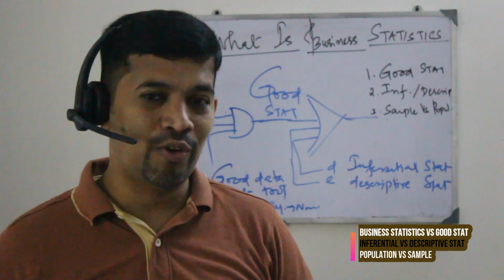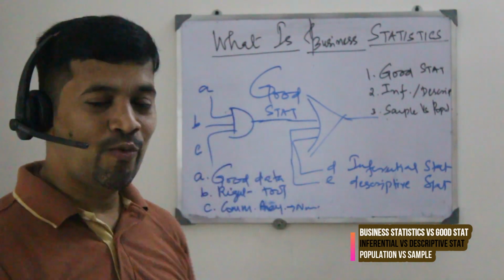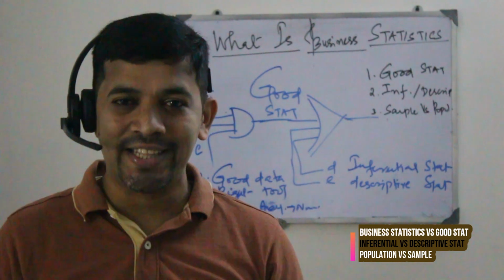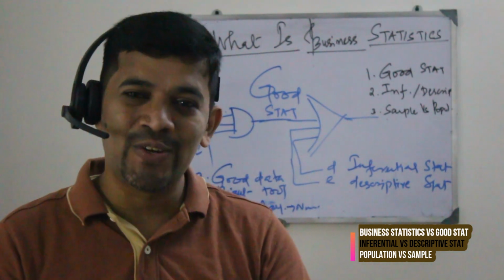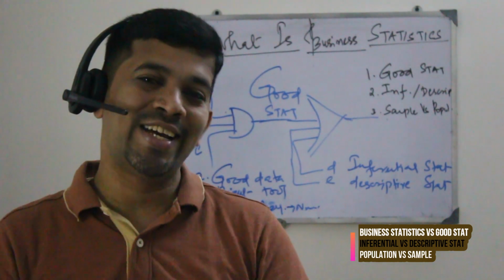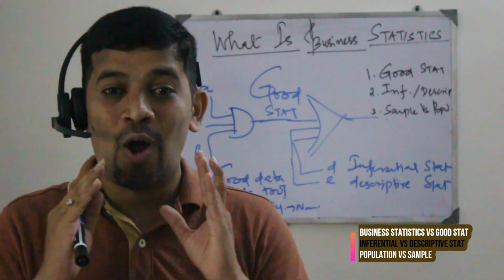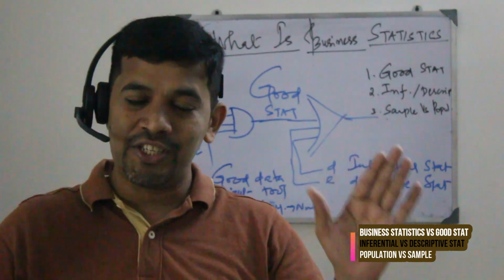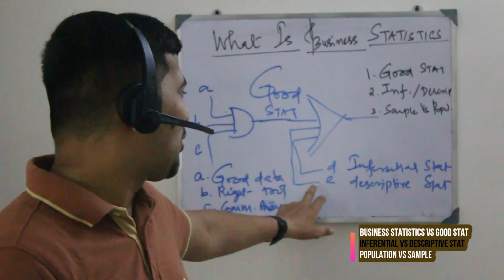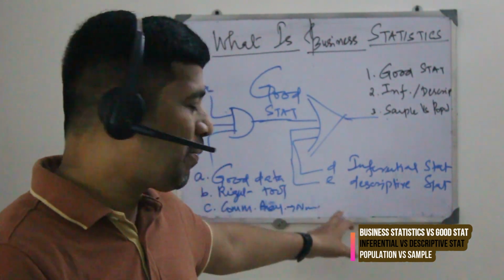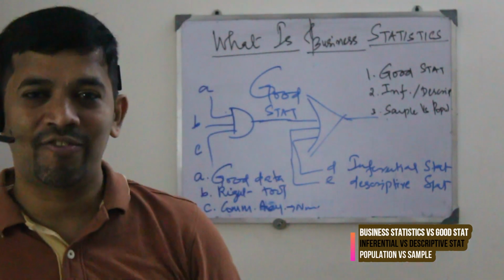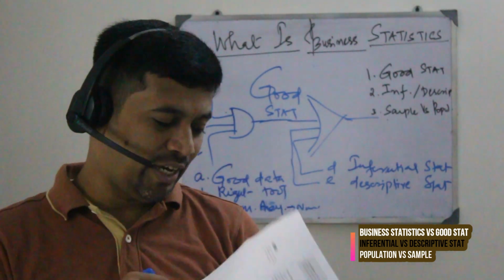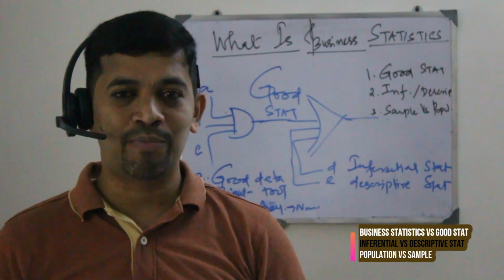I hope you enjoyed this video. Let's quickly summarize. First, when you say good statistic, it is a combination of three things. One, you need good data. Two, you need the right tool at the right time. And then you need to translate; the competence comes in handy, communicating every situation into numbers. That means good statistic or a good statistician. And then we talked about inferential statistic and descriptive statistic, which I wanted to infer from this book, page number 5. It is beautifully given, and it also covers population and sample.